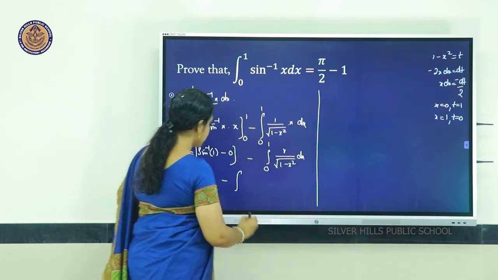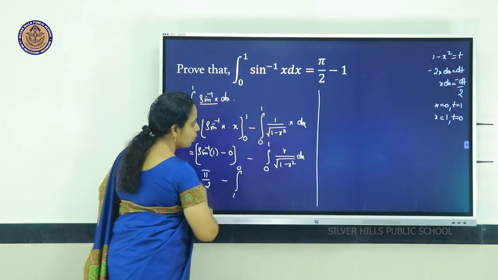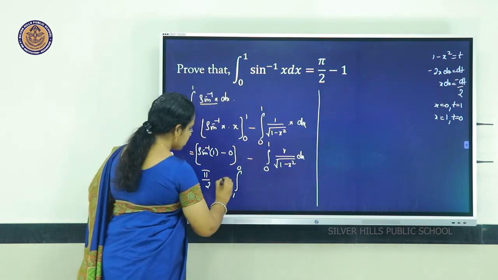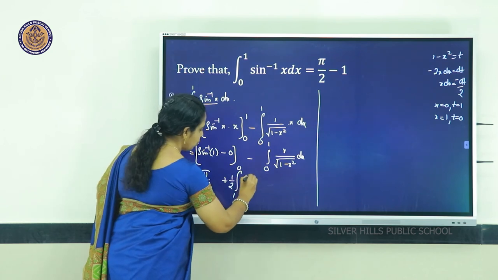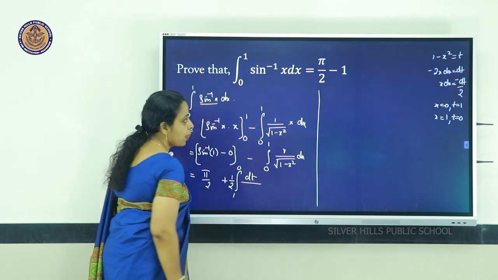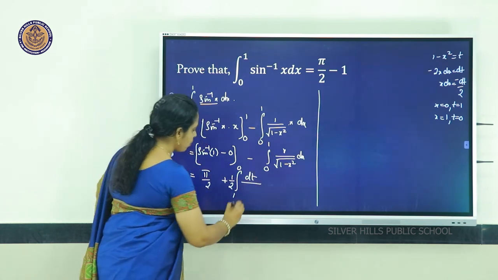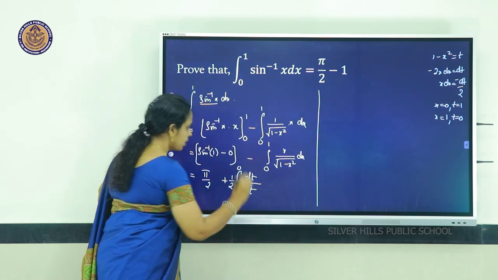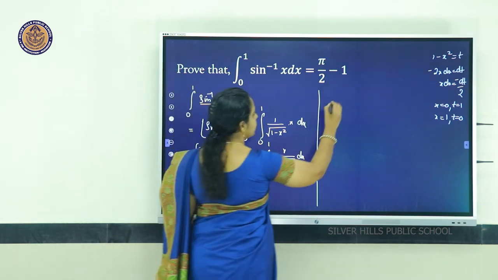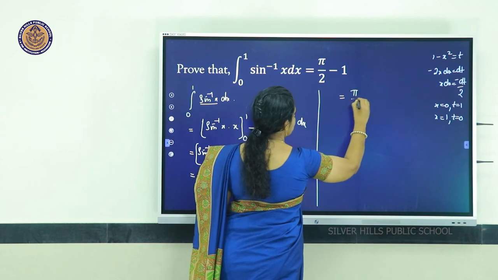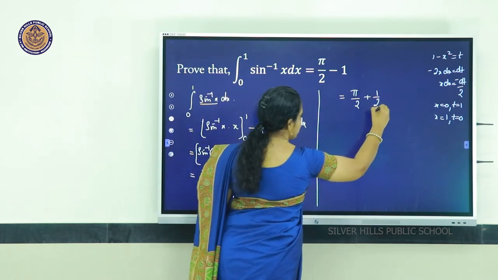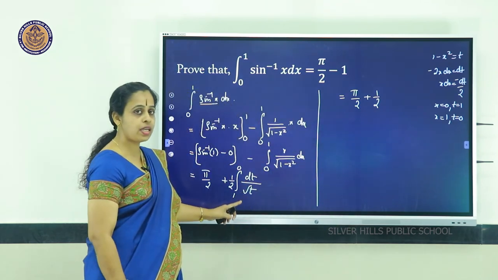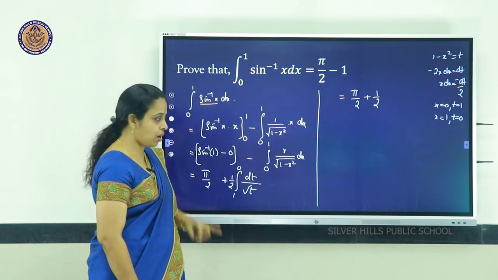Giving the limits 1 to 0, minus minus plus dt by 2, root of 1 minus x square will be root t, equal to pi by 2 plus 1 by 2 into this is integral t raised to minus half.